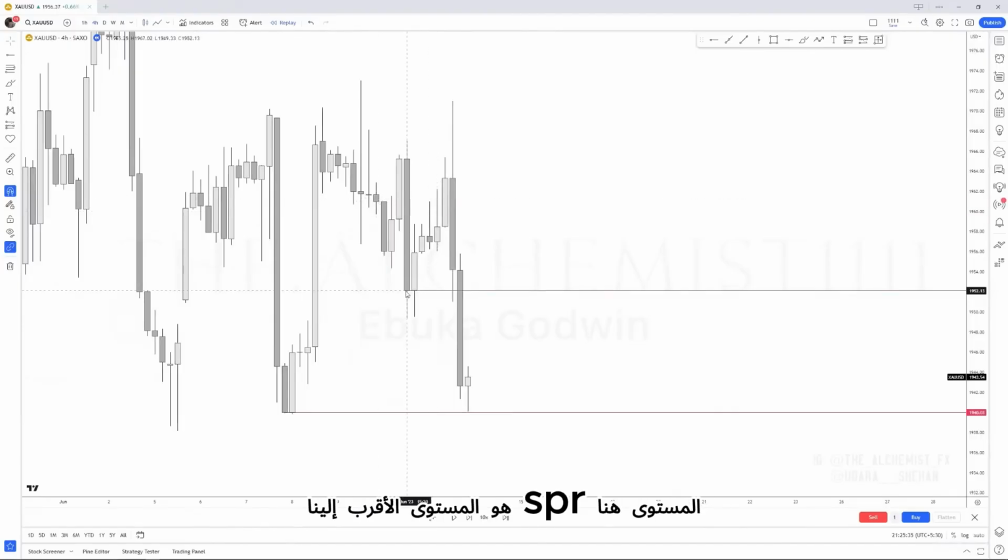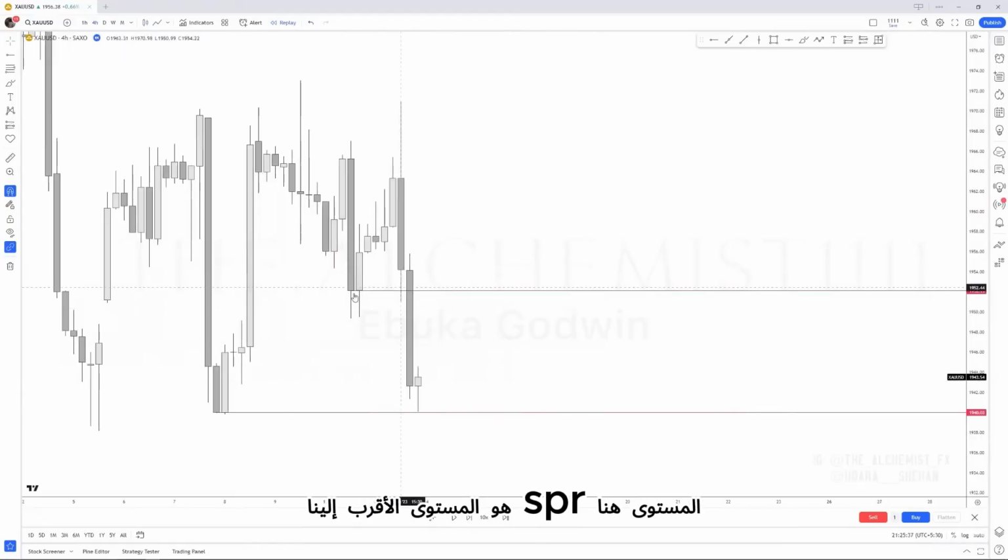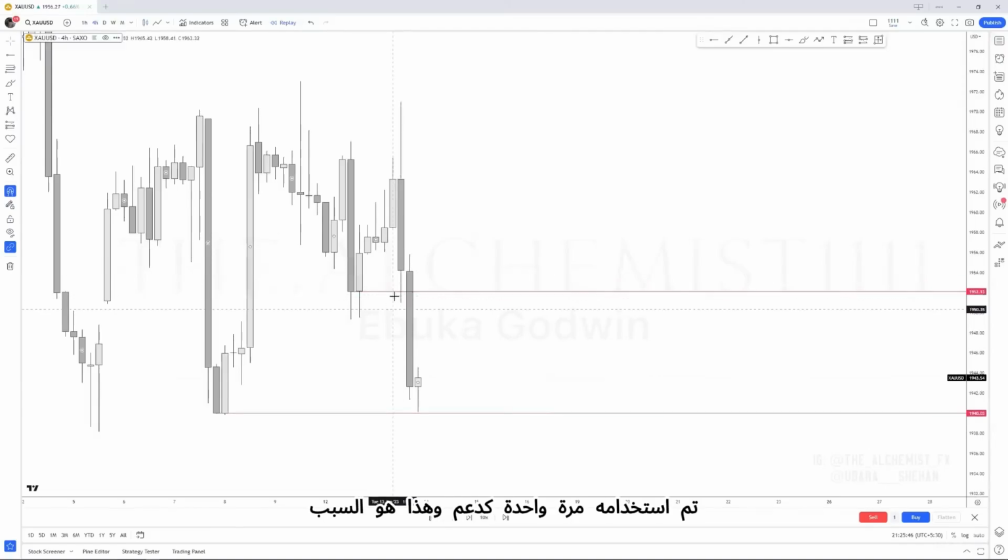Can you see this level in here? The closest level we have is here. Why are we considering this to be a good level? Because can you see how it was used as a support once? That is why the market rejected that. And now it is broken. So once the support is broken, we can expect it to act as a resistance.